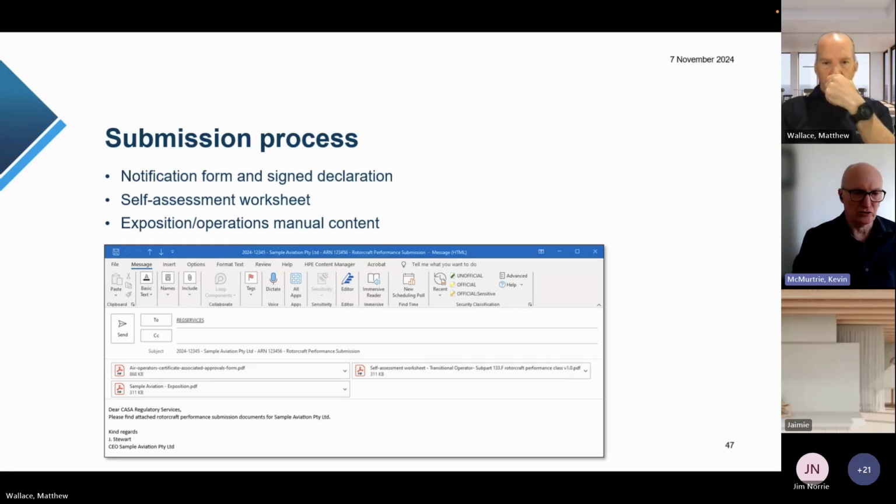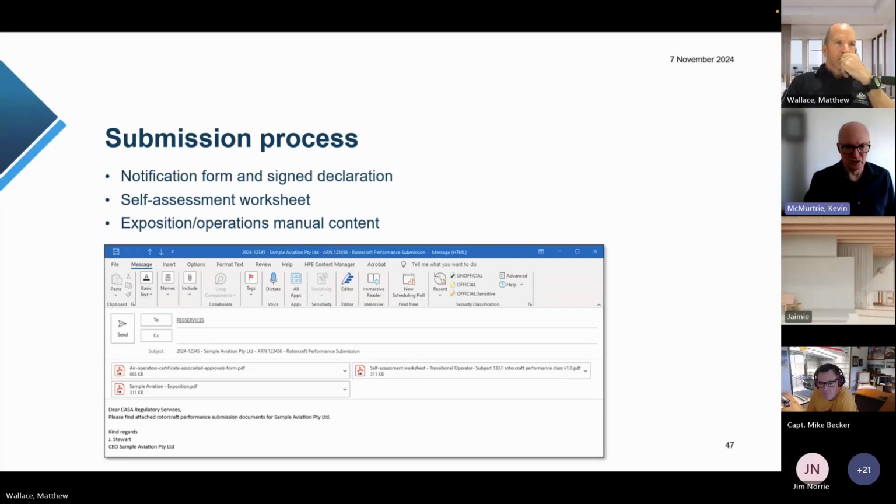All submissions go to regservices@casa.gov.au, and must include the notification form and signed declaration, the self-assessment worksheet, and the exposition content also. And once we've received that, you'll receive an acknowledgement of receipt, and be told if any other information is required. Next slide, please.